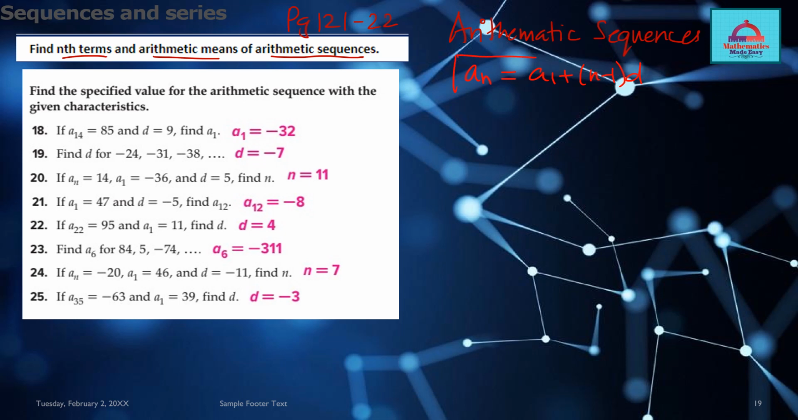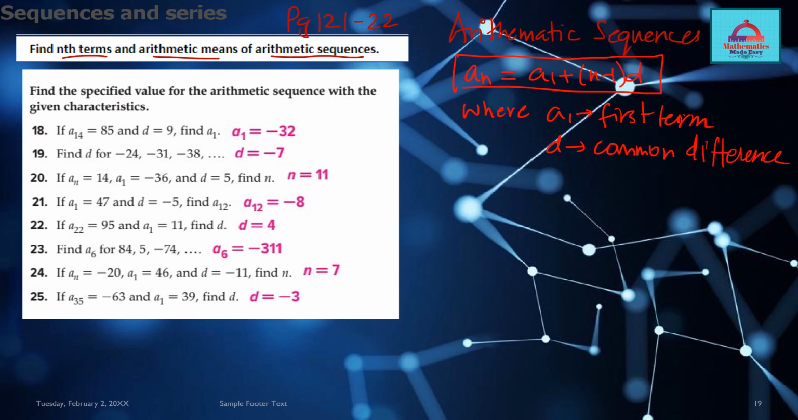This is the formula that is going to help you, where a1 is the first term, d is the common difference, n is the nth term or the number which is denoting, and this is used to find the nth term. So this formula will help you to solve all the questions.